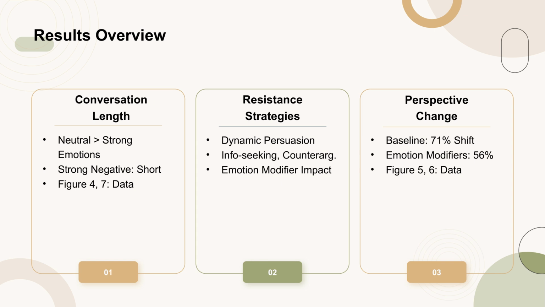Secondly, regarding resistance strategies, user agents often employ dynamic persuasion techniques such as information seeking and counterarguments, regardless of emotion modifiers. This is detailed in section B.3. Lastly, regarding perspective change, we find that sales agents achieve a 71% positive shift in user perspectives in the baseline scenario. However, the introduction of emotion modifiers reduces this effect to 56%, indicating a behavioral change. This is shown in figures 5 and 6.